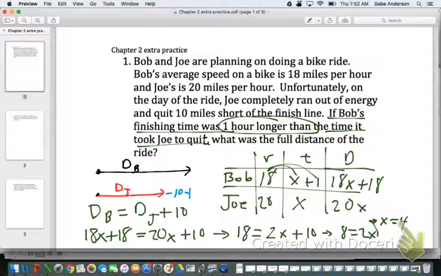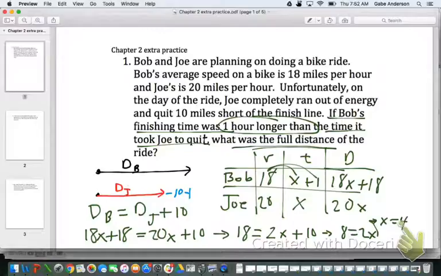What did the question ask for? Distance. What was the full distance? If time was 4, and I know the two guys' rates, I can figure out the full distance of the ride. So who actually went the whole distance? Bob. So Bob's time was not x, it was x plus 1. You see how the table really helps you finish this? It's really a good organizational tool.